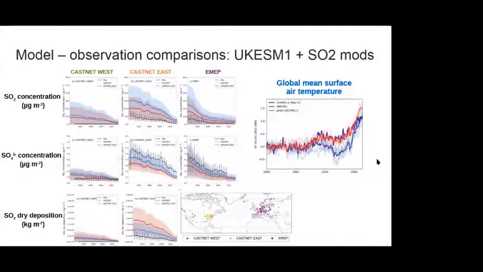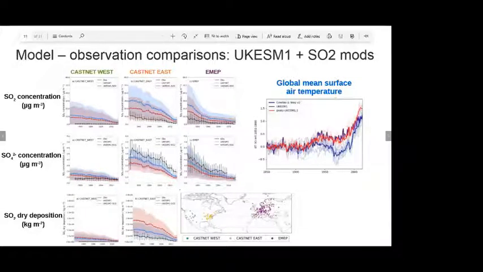Dave Stevenson is asking, he suggests, doesn't it look like SO2 to SO4 conversion is too slow? Yes, that might also be a problem. We hope to have a closer look at the oxidation processes in UKSM as well. That might be the next lot of work I've got on my plate.